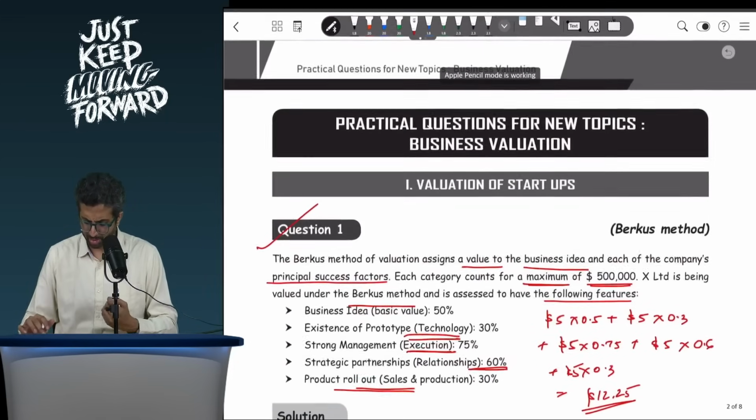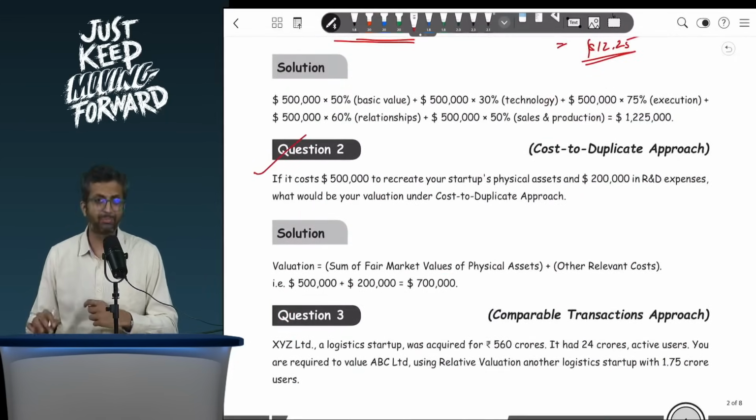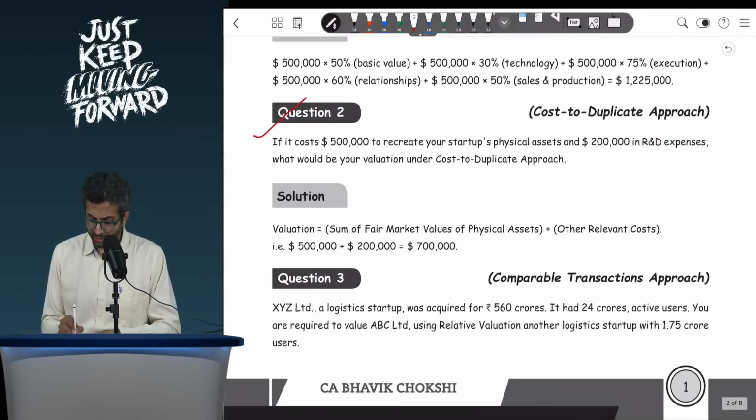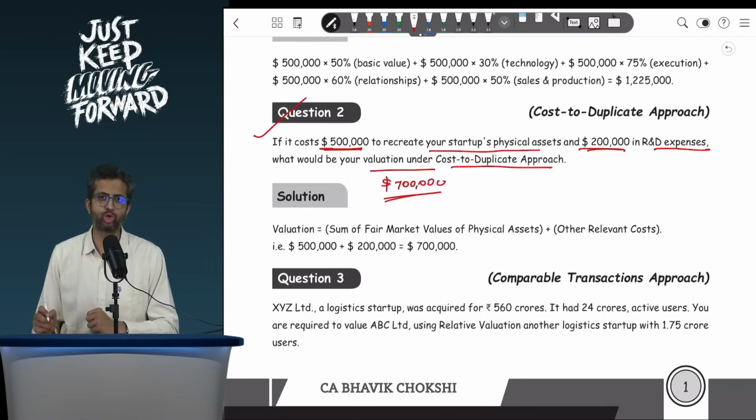Two very basic problems on this. If it costs $5 lakh to recreate your startup's physical assets and $2 lakh in R&D expenses, what would be your valuation under the cost to duplicate method? Well, the total of these two, which is $7 lakh, will be the valuation under cost to duplicate.